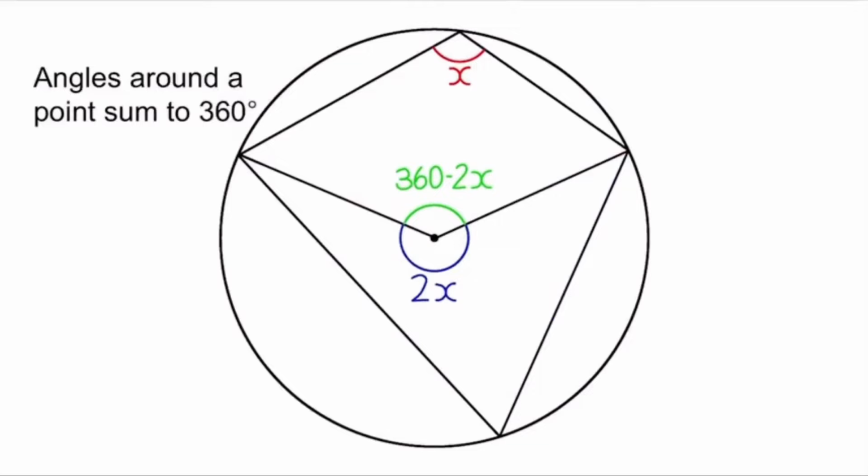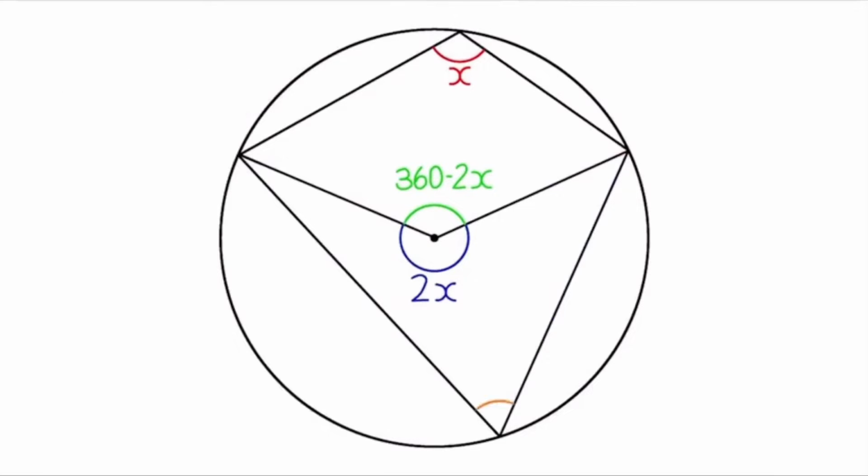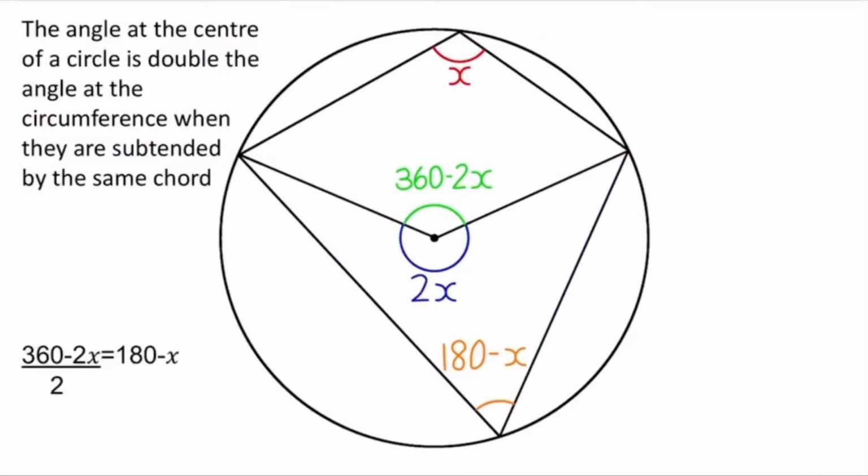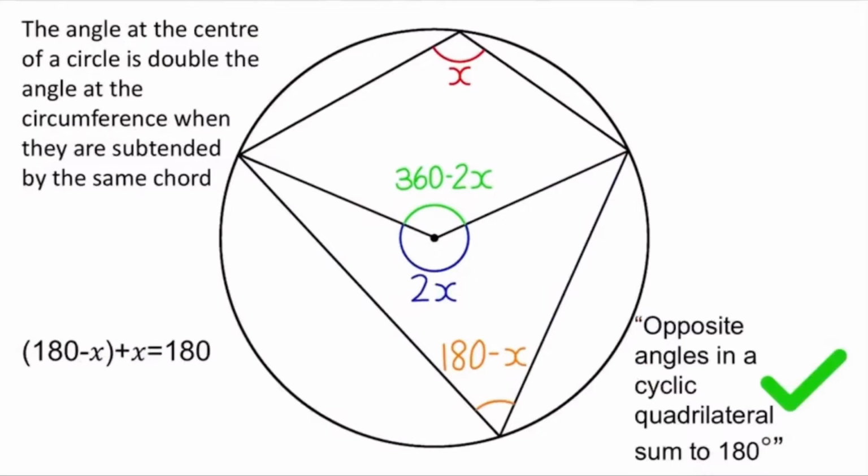We now focus on the angle opposite our initial x. What do we notice about the relationship between this angle and the angle that we just calculated? Once more, we return to the theory of the angles at the centre being double the angle at the circumference, to see that this unknown angle will be half of 360 minus 2x. 360 minus 2x over 2 will give us 180 minus x, our value for the angle opposite x. Time to test our theorem. x plus the angle opposite, 180 minus x, does in fact get us 180 degrees, so it's correct.